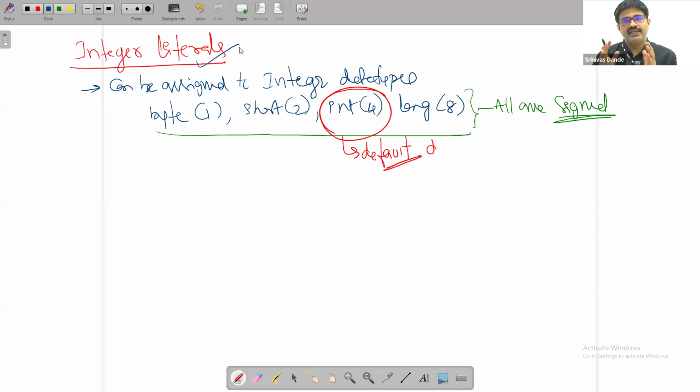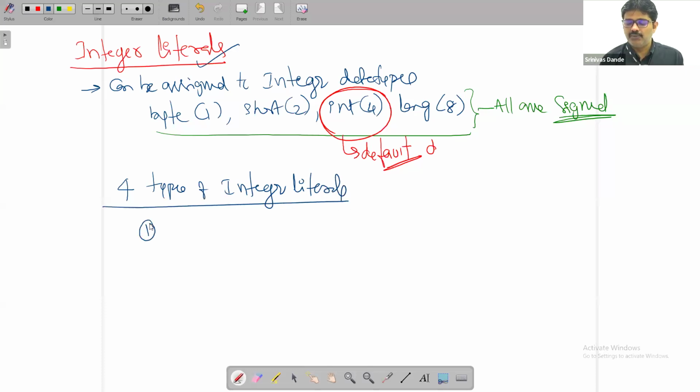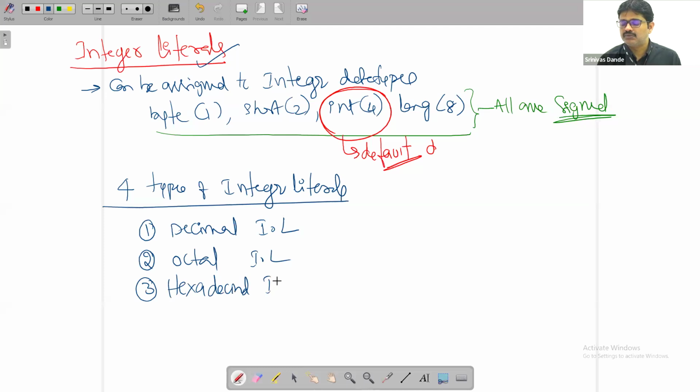Now, integer literals again have 4 ways to represent them. 4 types of integer literals. Number 1, decimal integer literal. These are actually for four different number systems. Decimal, octal integer literal, hexadecimal integer literal, and last, binary integer literal.